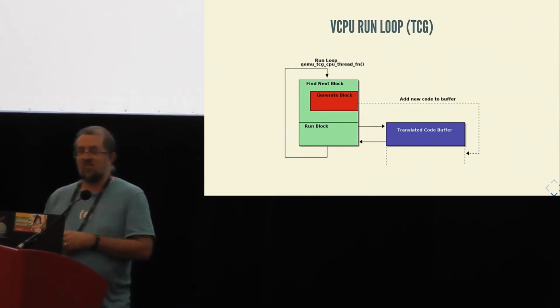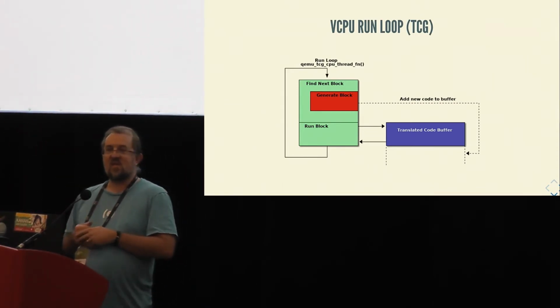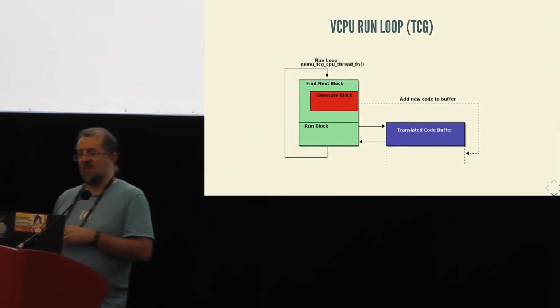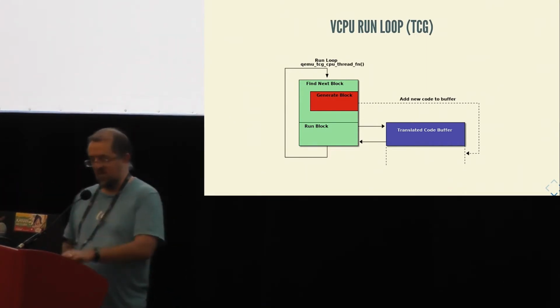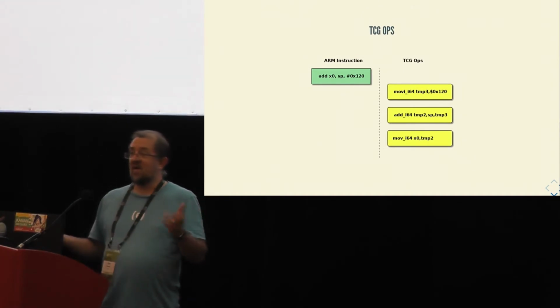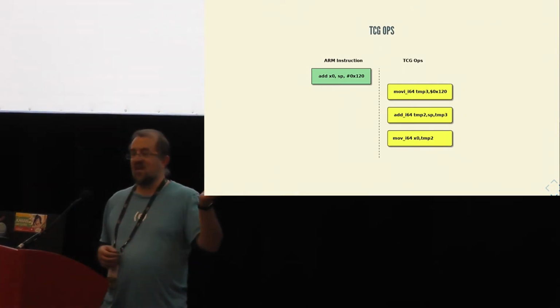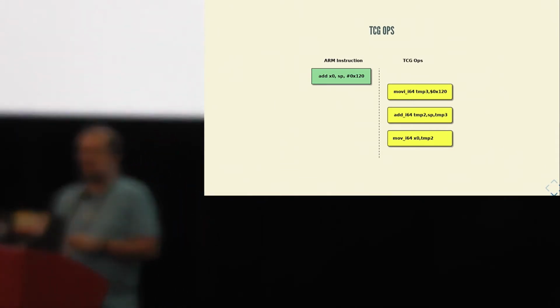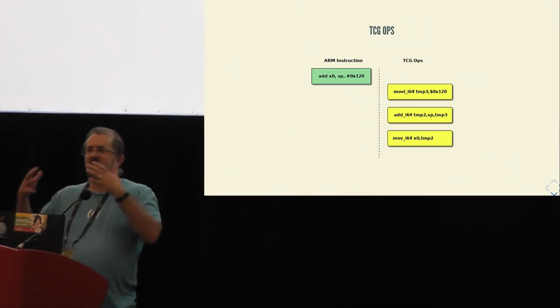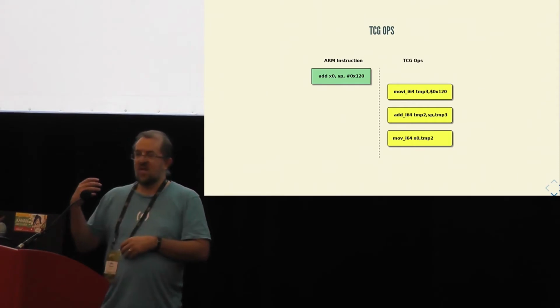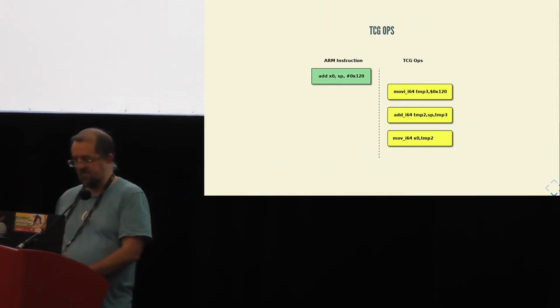So we have the normal run loop. We need to do a translation. If we don't have a translation, we generate one, we insert it in our code buffer, and then we run it. So the way TCG works is it works with these things called TCG ops. So a single ARM instruction, add 120 to the stack pointer, breaks down into a number of TCG operations, which we can then use for the code generation.